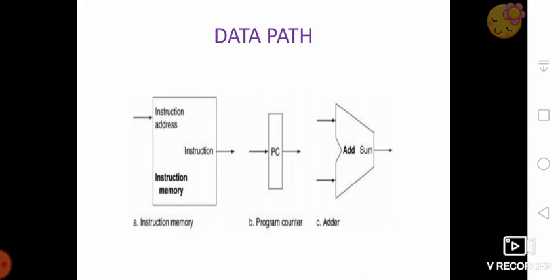In this, the elements that process data and addresses in the CPU are memories, registers and the ALU. A MIPS data path can be built incrementally by considering only a subset of instructions. In this figure we can easily see that it has three main elements. What are they? First is the instruction memory, second the program counter, then the adder.